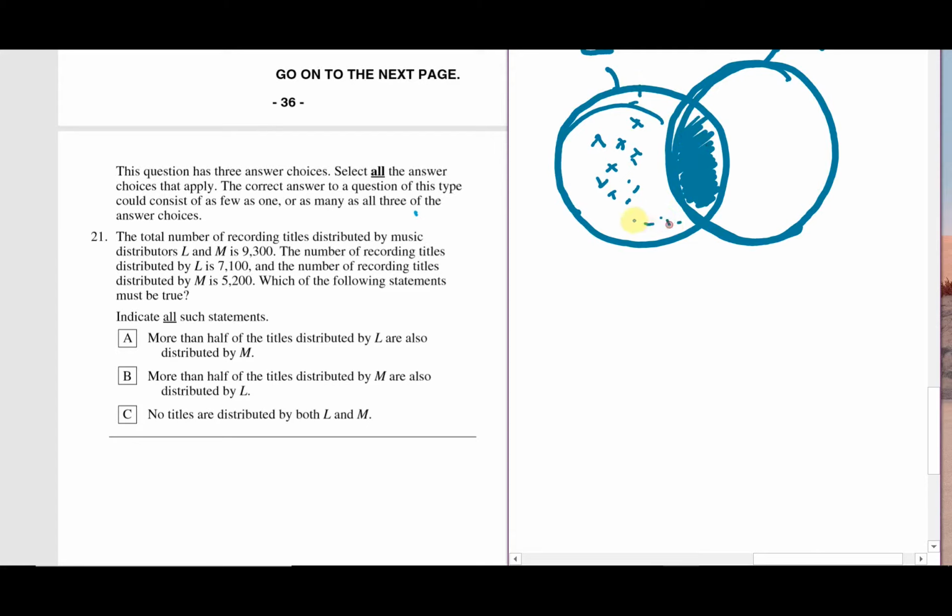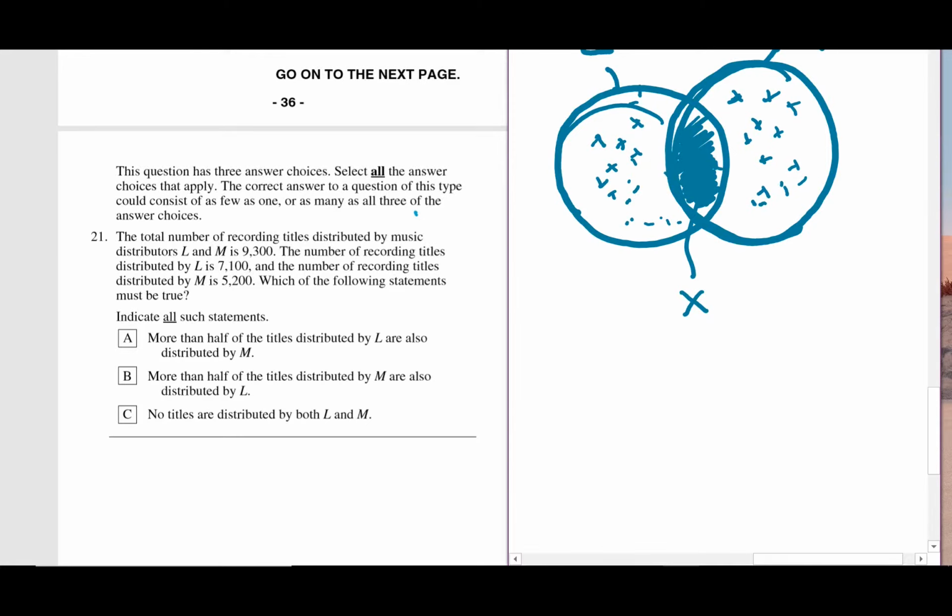Everywhere within this whole set we know is 7,100, and we know M has a certain number of contributions. So these are elements, and then you add up the sum. We know that's 5,200. But the key here is we need to find whatever goes in here. We can represent the intersection as X in the middle.